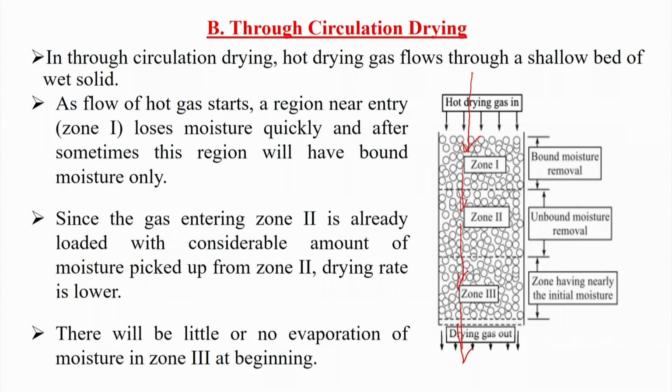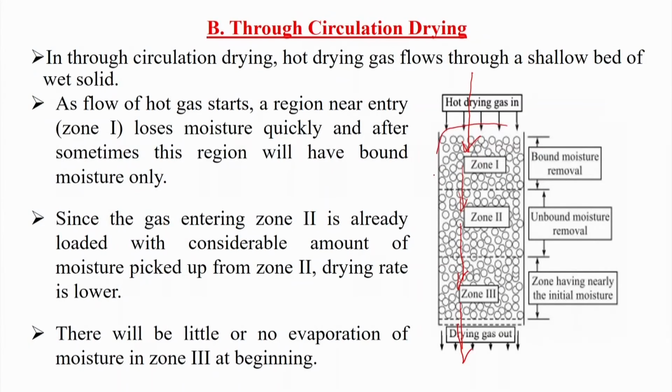Okay. As the flow of hot gas starts, a region near the entry zone, that is zone 1, loses moisture very quickly, and after some time this region will have bound moisture only. So, whatever unbound moisture was there is gone, and only bound moisture remains. Since the gas entering zone 2 is already loaded with a considerable amount of moisture picked up from zone 1, the drying rate actually becomes slower.